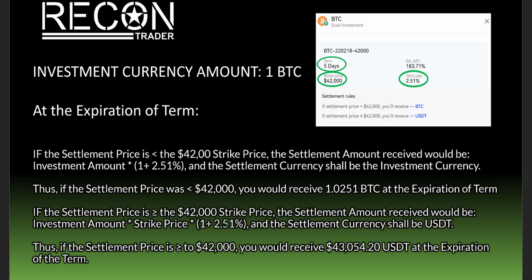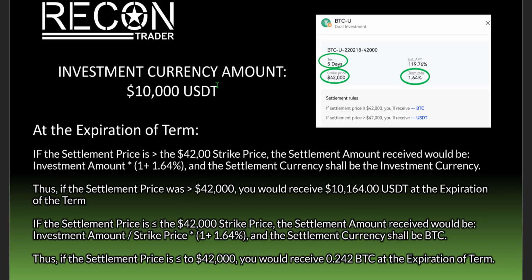2.5% term rate. Now we'll take a look at one more quick example before we actually get into the weeds on how to actually place one of these orders. And in this case, we'll take a look at the investment currency of USDT in the amount of 10,000 USDT. And again, we'll be looking at the 5-day term, strike price 42,000. And in this case, the estimated APY is around 119.76% with a term rate over the 5 days of 1.64%.